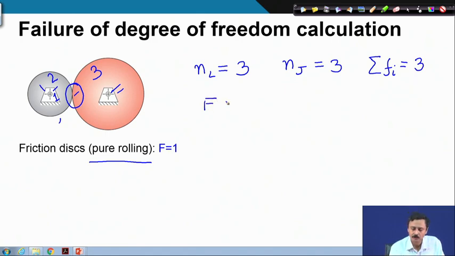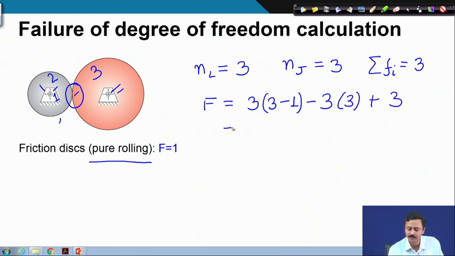Therefore, degree of freedom of the whole chain becomes 3 times number of links minus 1 minus 3 times number of joints plus summation of degree of freedom of individual kinematic pair. So, this becomes 6 minus 9 plus 3, and that tells us 0, but we definitely know that this has 1 degree of freedom. 2 gears can rotate, 2 friction discs like this will rotate. Therefore, our degree of freedom calculation has failed yet again.